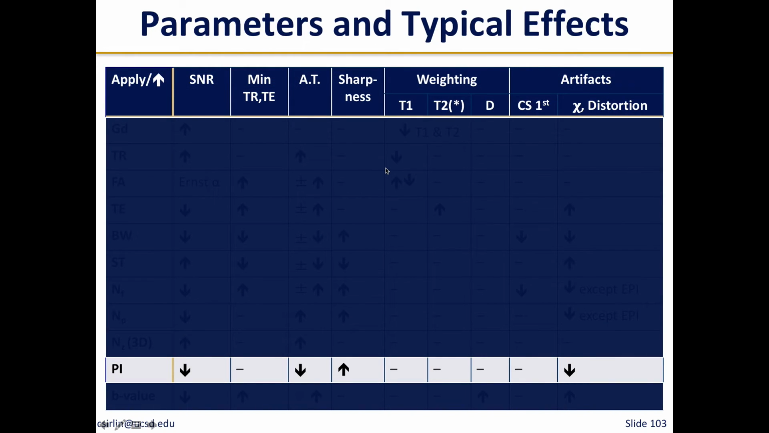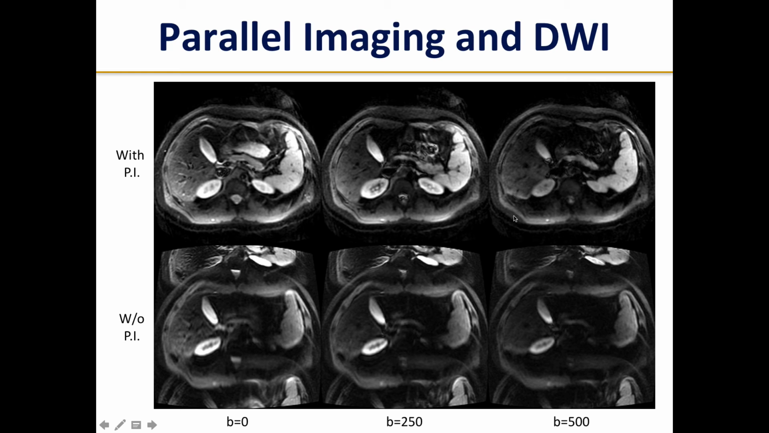Parallel imaging. Parallel imaging has powerful effects on image sharpness and distortion. So let's talk about those. Parallel imaging is very important for diffusion-weighted imaging. One of these images was acquired with parallel imaging. One of these images was acquired without parallel imaging. Can anyone guess which one was acquired with parallel imaging? Well, probably all of you have figured out by now that this was acquired with and this was acquired without.